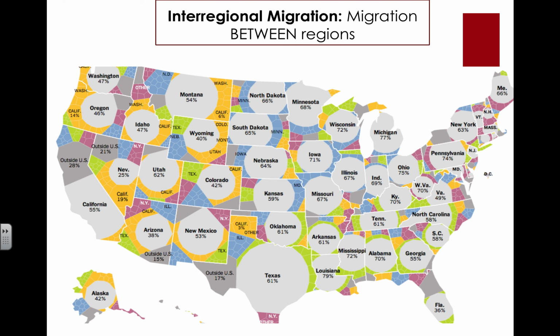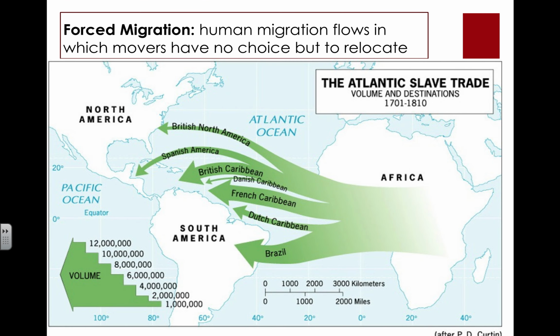This just shows in the United States net in and net out migration from different states. Already mentioned this for the forced migration: the human migration flows in which movers have no choice but to relocate.